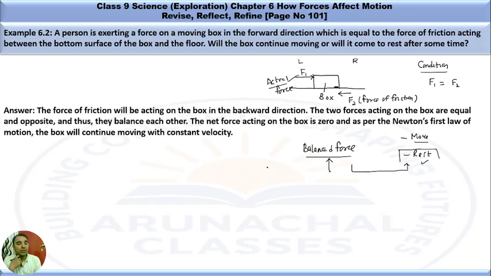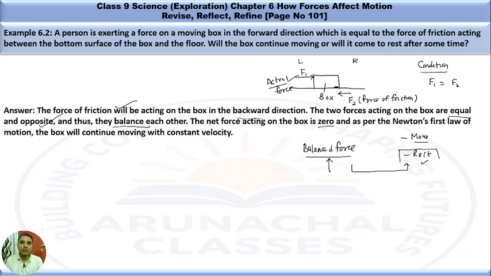And an object at rest means that it has zero velocity, so it is not moving actually. Even here, we can see that the force of friction will be acting on the box in the backward direction that we have shown, and the two forces on the box are equal in magnitude and opposite in direction. So they balance out each other's effect, and the overall net force on the box is zero.